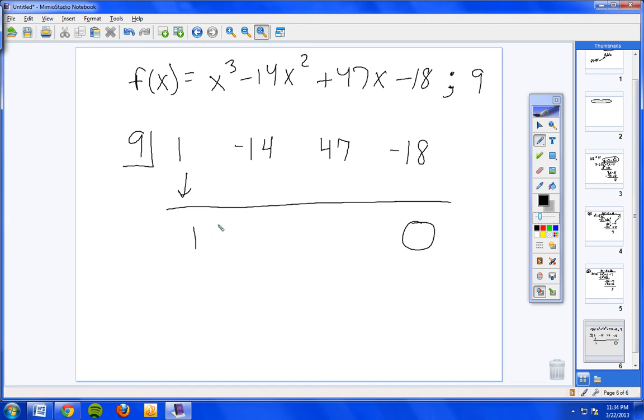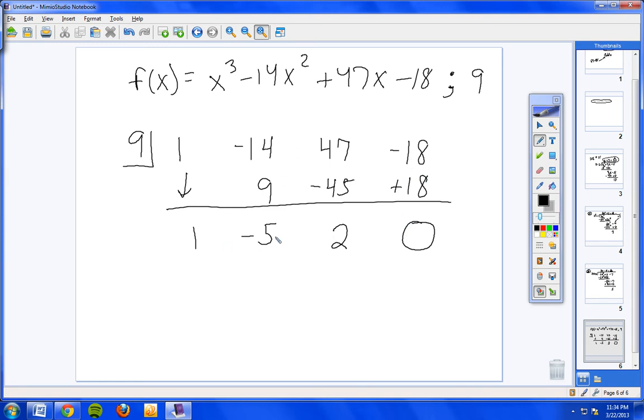We multiply 9 times 1. That's 9. We combine these two. We get a negative 5. We multiply 9 times negative 5. We get a negative 45. We combine these. We get a 2. We multiply 9 times 2. That gives me positive 18. We combine these two and we get a 0.